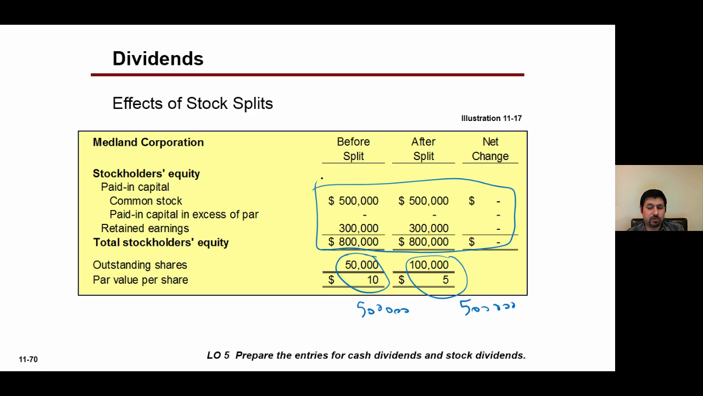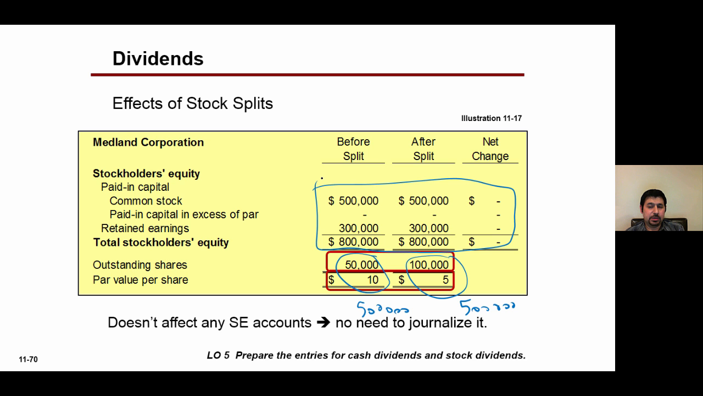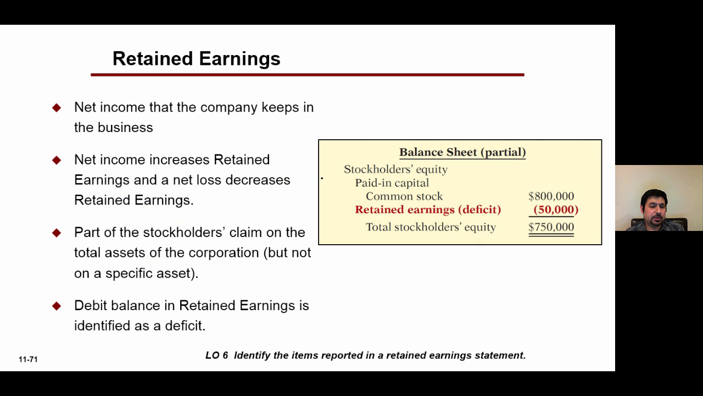This is different from when the company declares and distributes stock dividends. In this case, what will change is simply the number of outstanding shares and the par value per share, but paid-in capital, total stockholders' equity, and retained earnings will remain unaffected. And this is why the company does not recognize this event.